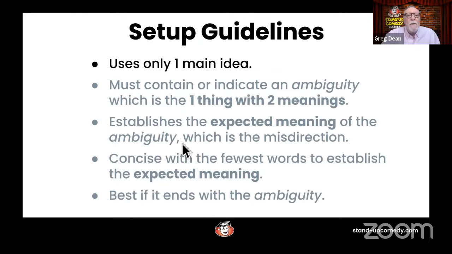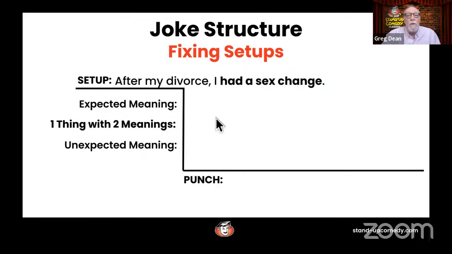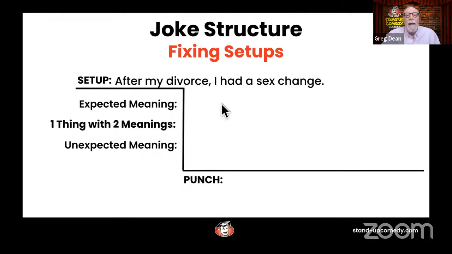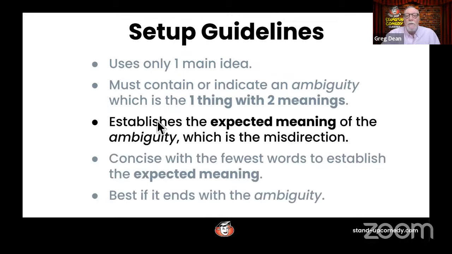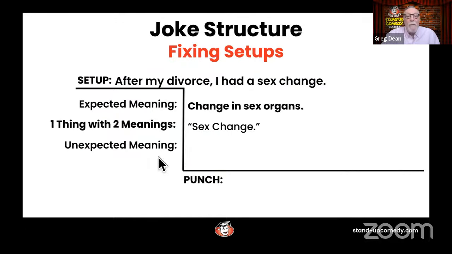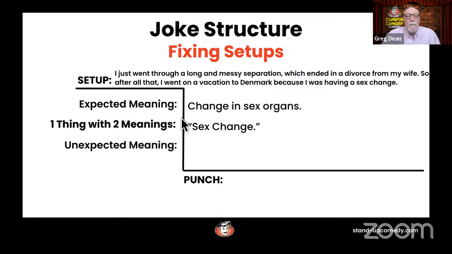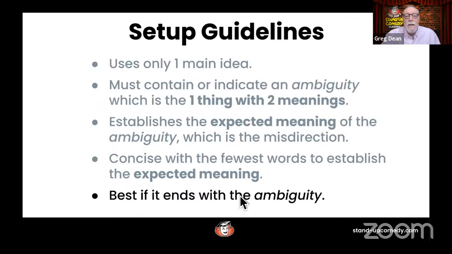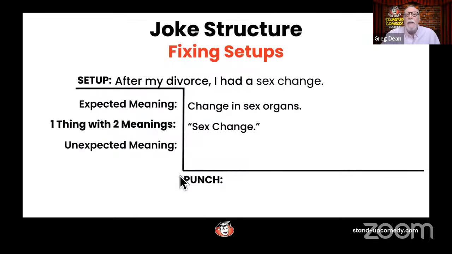So let's go over this. Let's look at it. So now, here are the guidelines. We're back to the guidelines. Do you use one central idea? Yep, it's got one central idea. Does it contain an ambiguity, one thing with two meanings? Yep. Does it establish the expected meaning? Yep. Okay, what was this one here? Is it concise? Well, we went from there to there. Yes, that's concise. It's very, very precise, okay? And the last thing is, does it end with the ambiguity? Yes, it does. Wow.